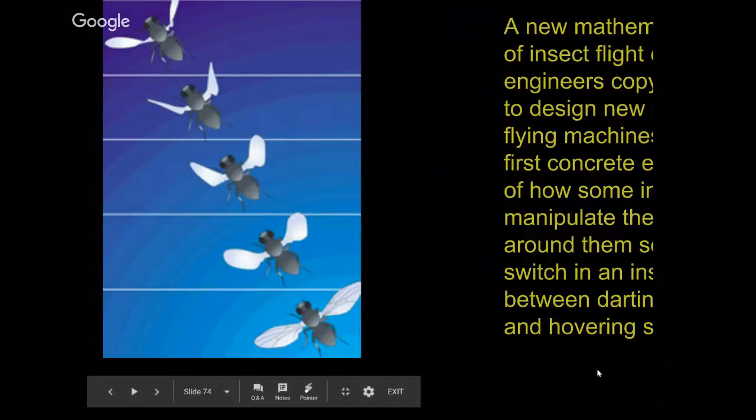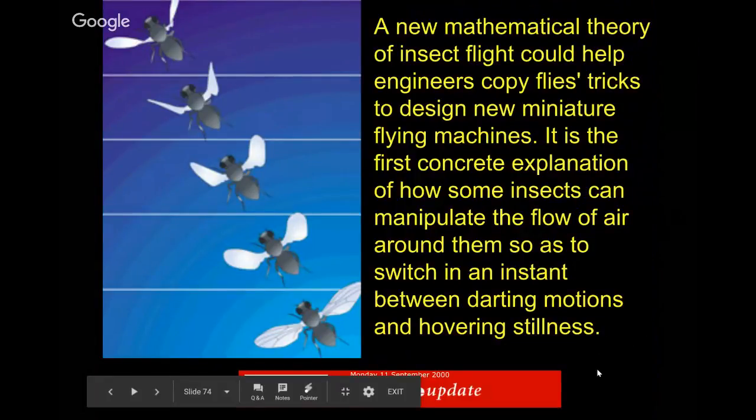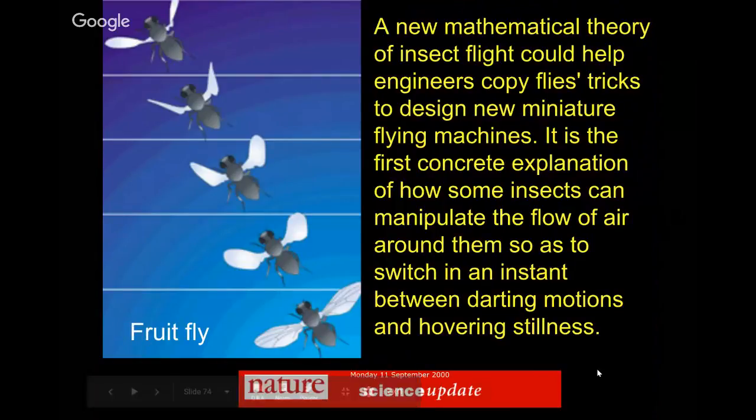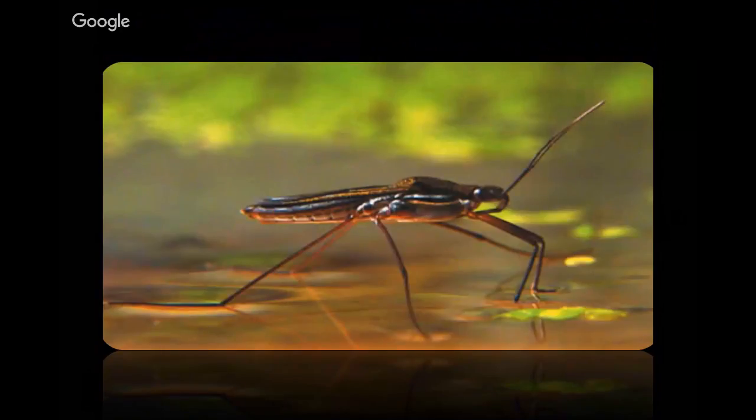All right. A new mathematical theory of insect flight could help engineers copy flies' tricks. You know how hard it is to catch a fly, right? Or to kill one. Oh my goodness. You can swing about 50 times and miss. Well, they're actually developing research on how these things can do that. Well, you talk about a really cool technology.